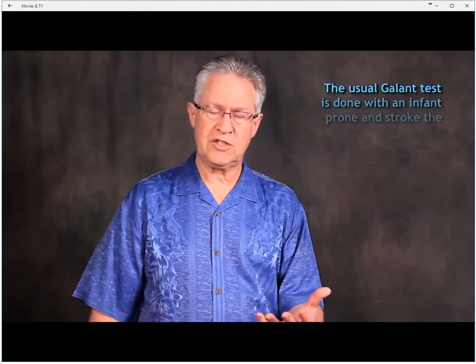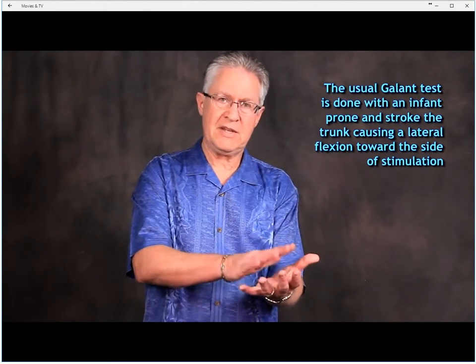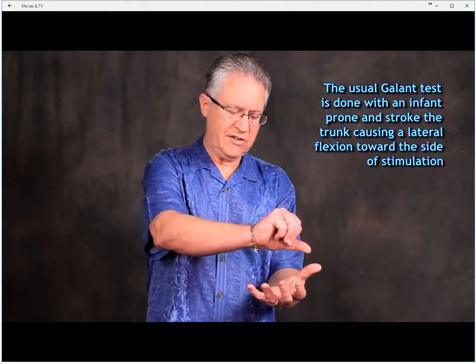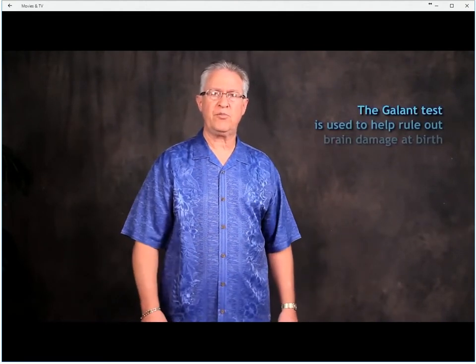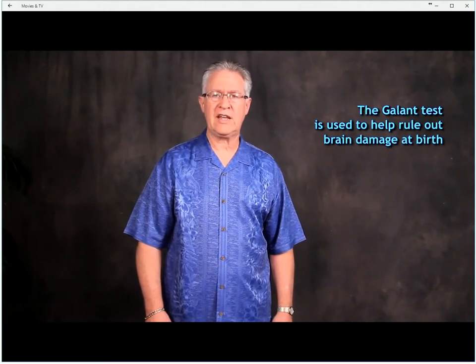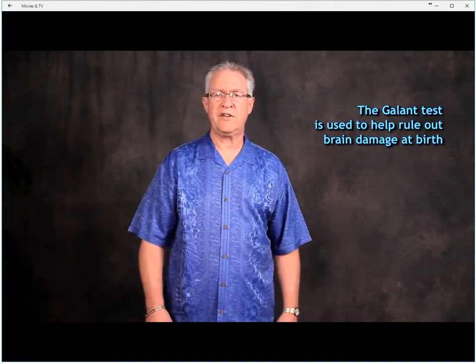That's a normal response. The normal Galant test, the usual use is to have a baby tummy down in the doctor's hand, and stroking the lumbar spine on either side should cause the baby to wrinkle up their flank toward the side that's stimulated. That's the normal response. This is a test for brain integrity of the infant to see if they're properly stimulated in their responses.